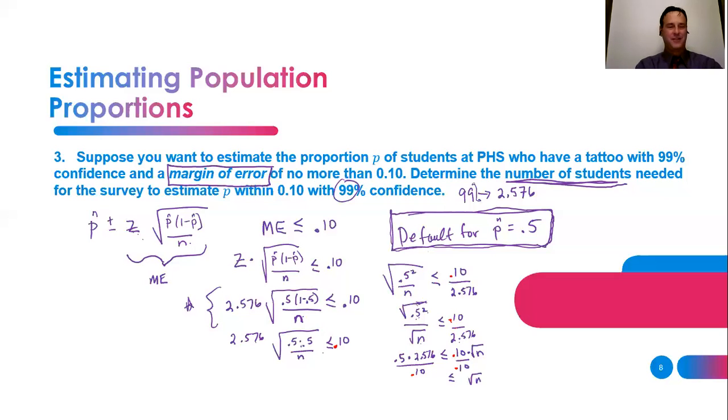Okay, so that will change things, certainly. So 0.5 times 2.576 divided by 0.10 gives me 12.88. And then to get n by itself, we'll square both sides. And then we'll be done. So I'll keep the 12.88 in my calculator, I'll square it, and I'll get 165.89.